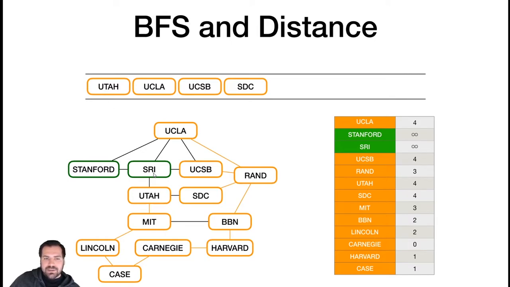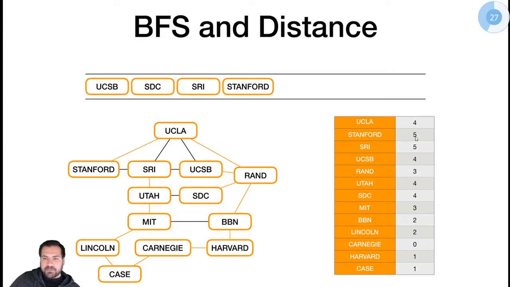Utah is up next. Utah is going to be the one to explore SRI in this case. SRI from Utah was 4 plus 1, 5. And finally, UCLA gets to explore Stanford. Distance 5. And we start dequeuing.